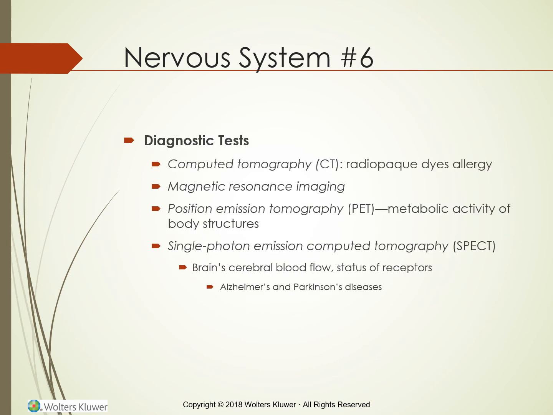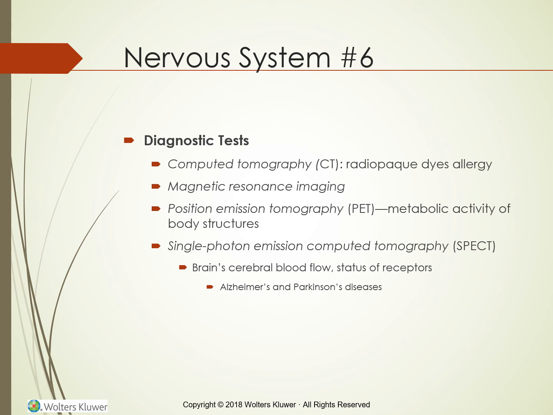Diagnostic tests. Imaging procedures. Imaging procedures such as CT, computed tomography, magnetic resonance imaging, MRI, positron emission tomography, PET, and single photon emission computed tomography, which is SPECT, are used in the diagnosis of neurologic disorders. Imaging procedures are particularly useful in the diagnosis of neurologic disorders such as brain tumors, Alzheimer's disease, intracranial bleeding, or hemorrhage and cerebral infections. Computed tomography.